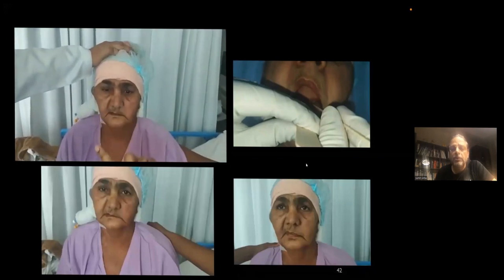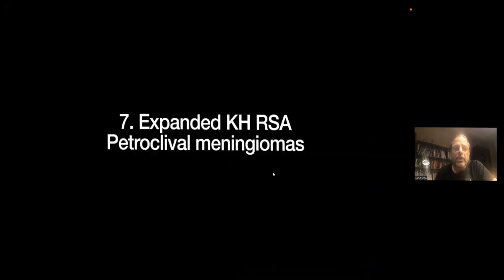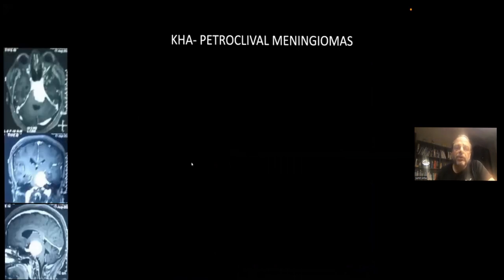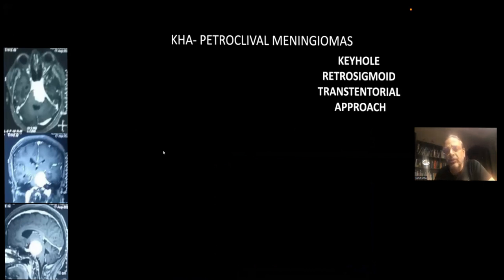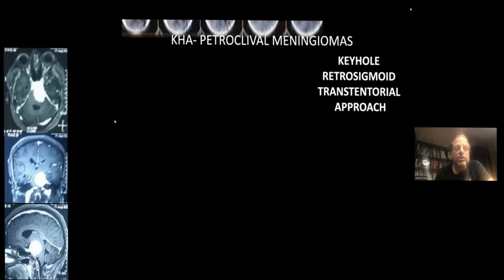So this is how it looks. Expanded keyhole approaches, one word of mention. These are approaches which cross the limits of the retrosigmoid approach, and what we do is we cut the tentorium. Now, these approaches were first described way back by Sami et al. And they are useful approaches for tumors which are going beyond the tent into the supratentorial area. This was one such tumor going up into the supratentorial area.